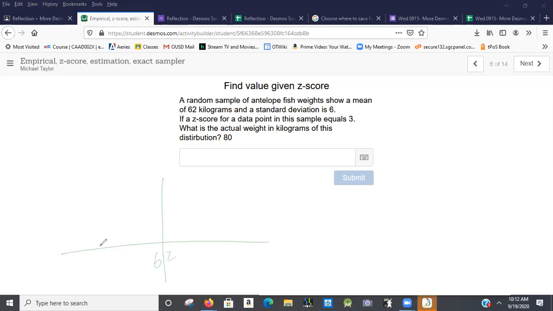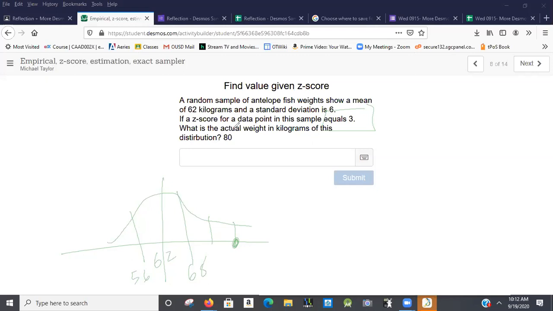So 62. Got my curve here. And I know one standard deviation up would be 68, and one standard deviation down would be 56, if I'm doing that subtraction right. Not really important, other than it gives me some sense of where this thing will land. The z-score per data point equals 3, so that's going to be up here.